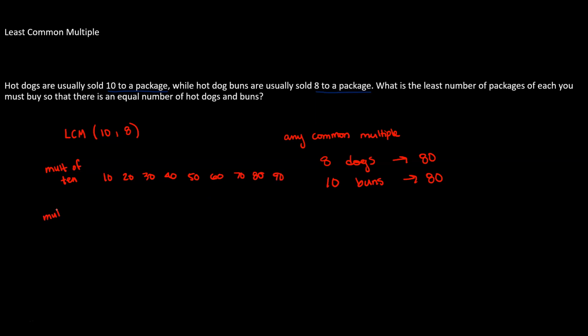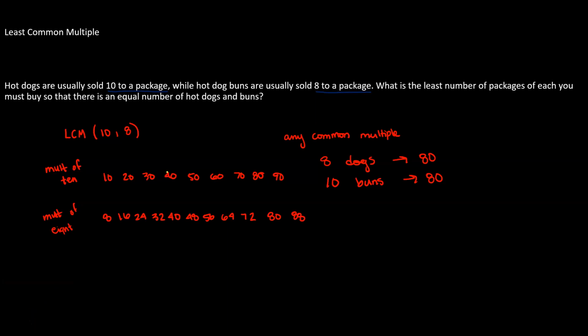We can also list out our multiples of 8. That's going to look like 8, 16, 24, 32, 40, 48, 56, 64, and 72. We could keep going, but why not? 80, 88. That's good enough.